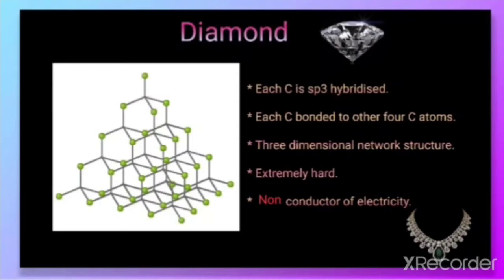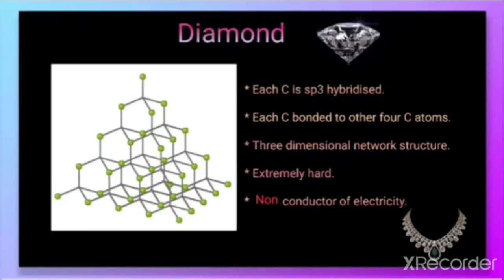Because of the covalent bonding here, it is extremely hard and it is a non-conductor of electricity. Because there are no free electrons available here, therefore it is a non-conductor of electricity. Let us see the three-dimensional view of diamond.